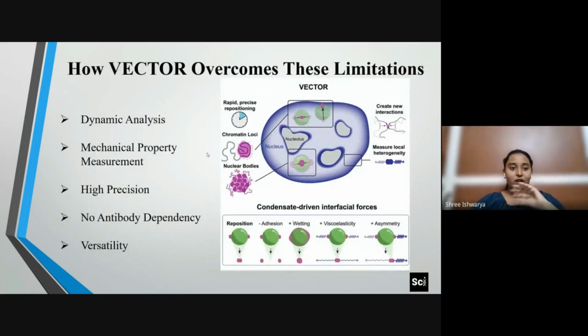So how does VECTOR overcome these limitations? In VECTOR, you can analyze a live cell and you can also check the mechanical properties of chromatin, because these mechanical properties affect your genome organization. It detects the chromatin materials with precision, and it does not need any antibody, like previously discussed in antibody-based techniques. And this is also a very versatile technique.